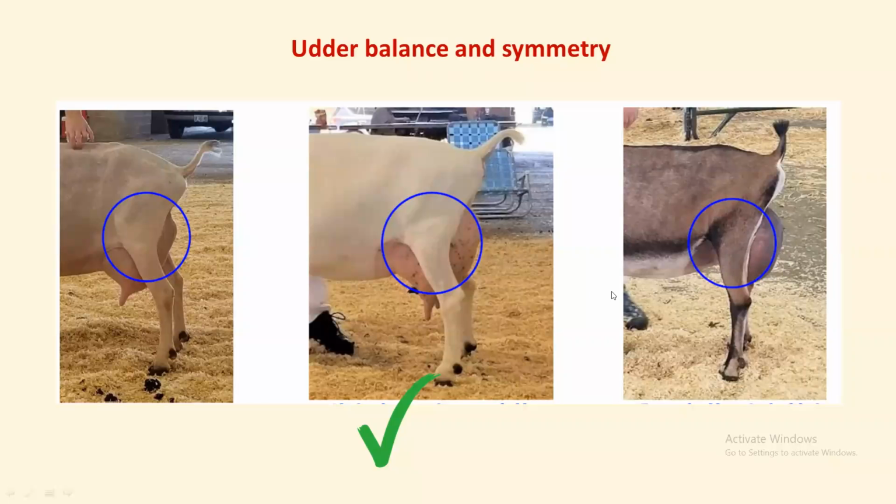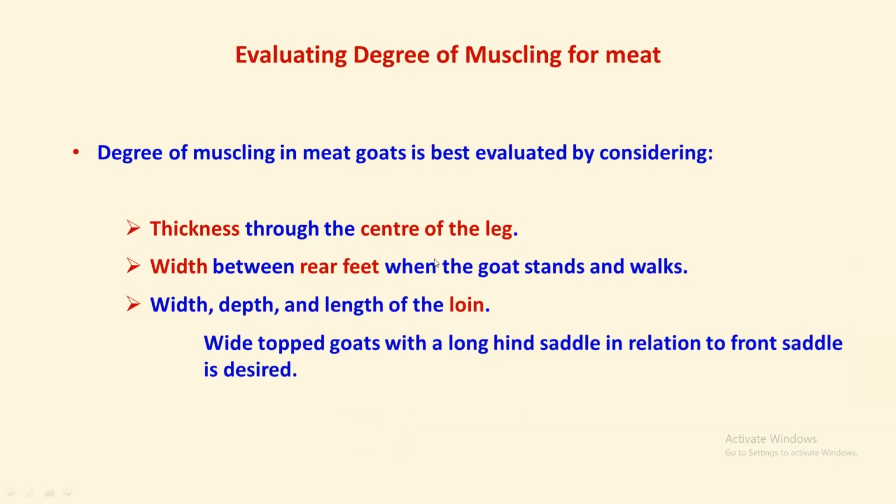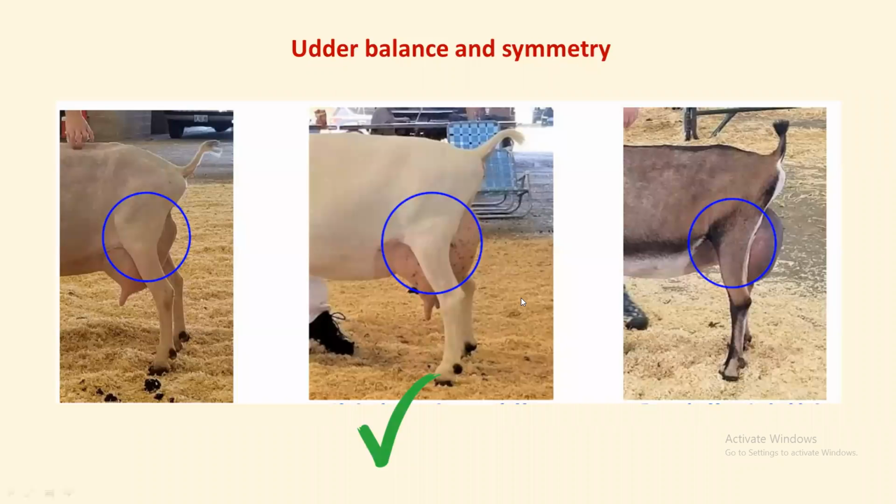So this udder balance and the rear udder, these two traits are related. You can measure them together. This is a very important trait. If the rear udder is mostly on the back side of the rear leg, then there is a very high chance of injury to the animal.